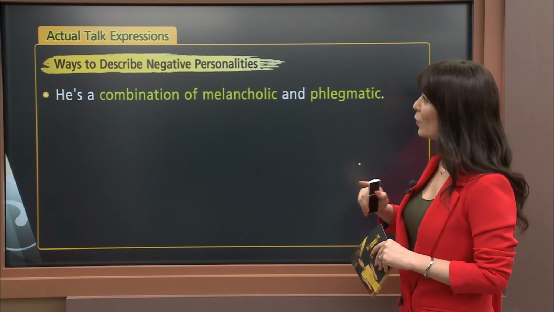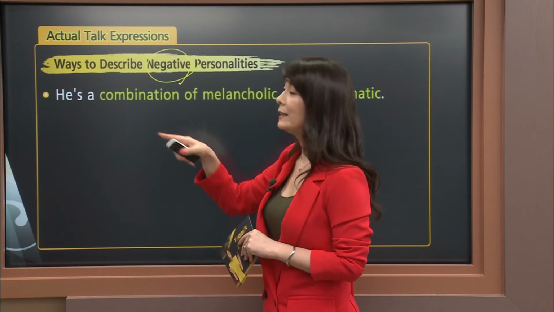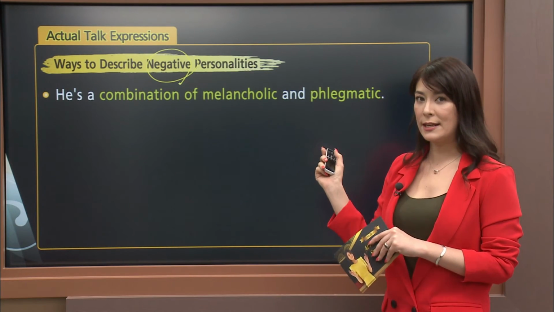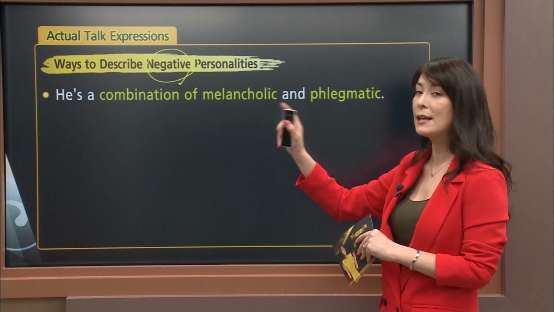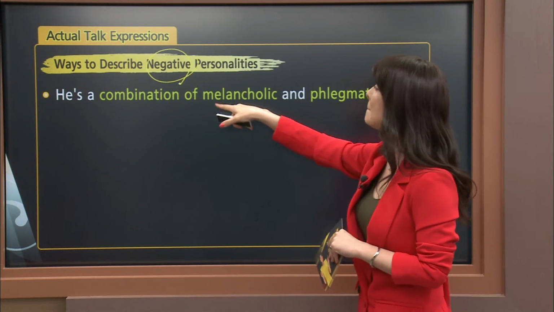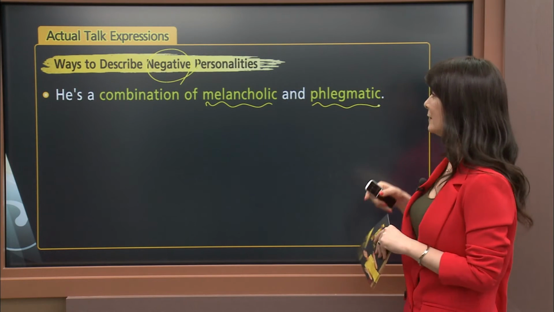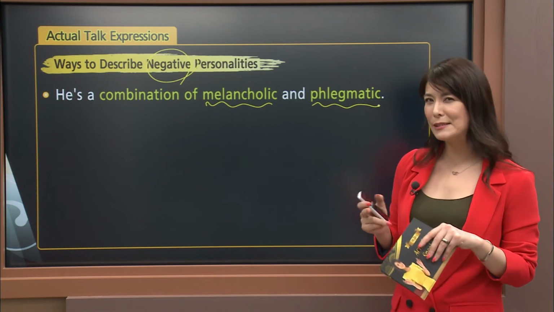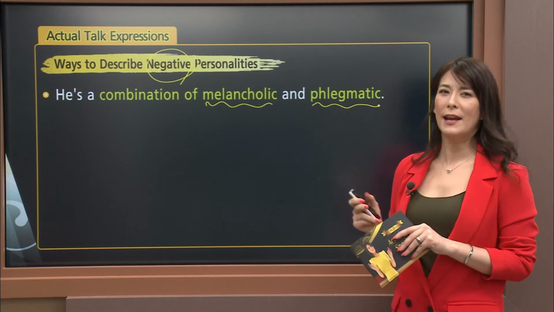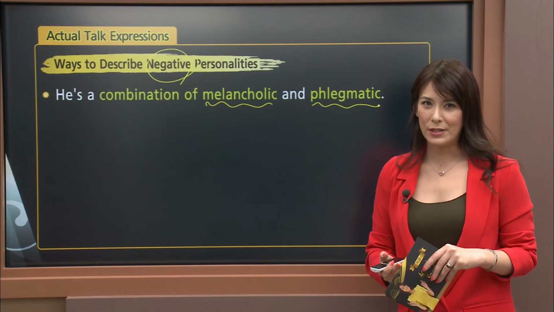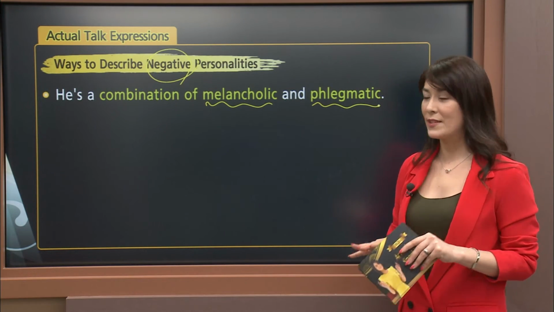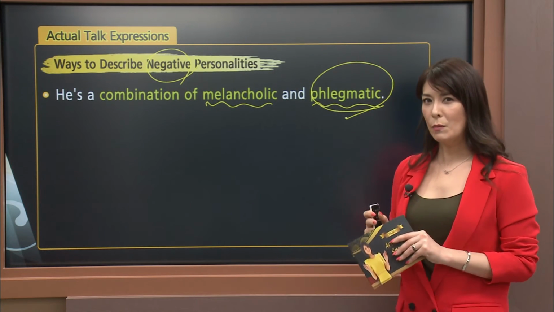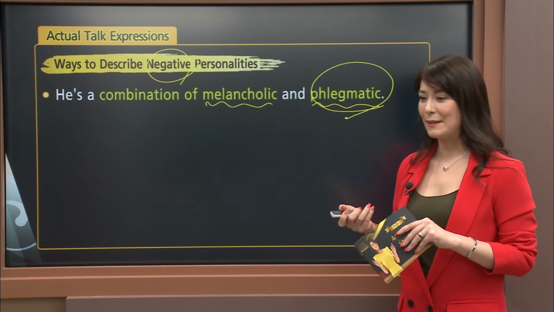Moving on to, now, ways to describe negative personalities. Okay, let's talk about the negatives now. He's a combination of A and B. So you can see he's A and B, but a great way to say that is he is a combination of melancholic and phlegmatic, okay? Melancholic is what? Kind of gloomy. Not so depressed, but kind of gloomy. And phlegmatic is someone that does not really have or show emotions. Someone that's always very, very calm, okay? So melancholic and phlegmatic. This, once again, means very calm. Someone that does not get excited very easily, okay?